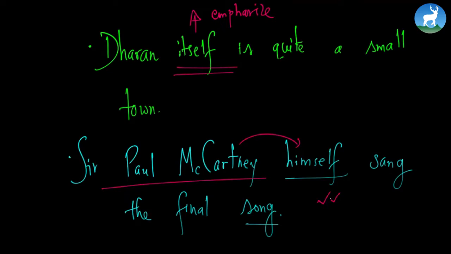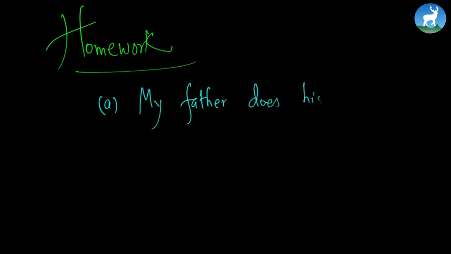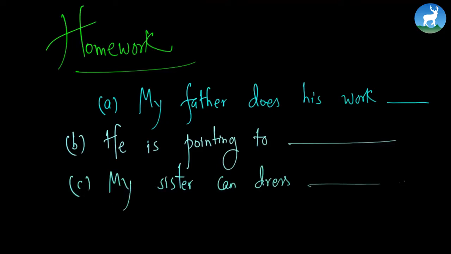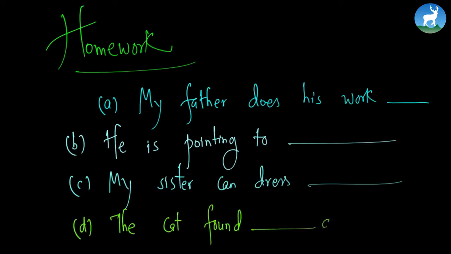Alright? Now time for some homework, like always. Homework time. Try these questions. My father does his work blank. Number B. He is pointing to blank. Pointing where? I mean the reflexive pronoun. My sister can dress blank. So how can she dress? Number D. Cat found blank a bone. So these are the questions that you need to do. All you have to do is supply these sentences with proper reflexive pronouns. Can you do this? I guess you can.